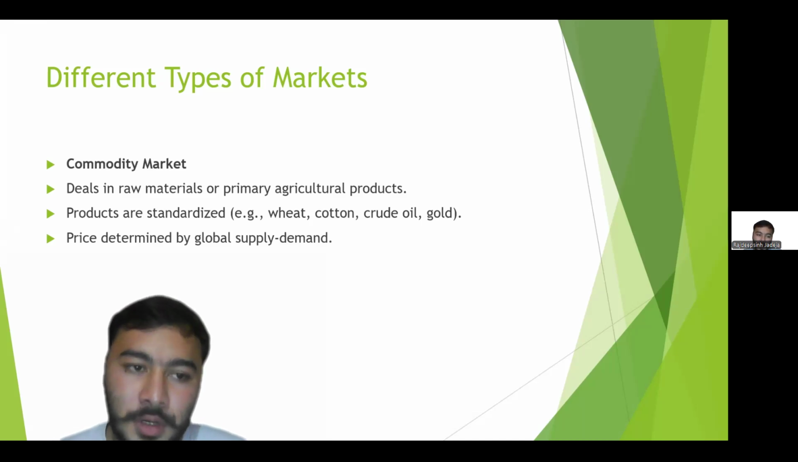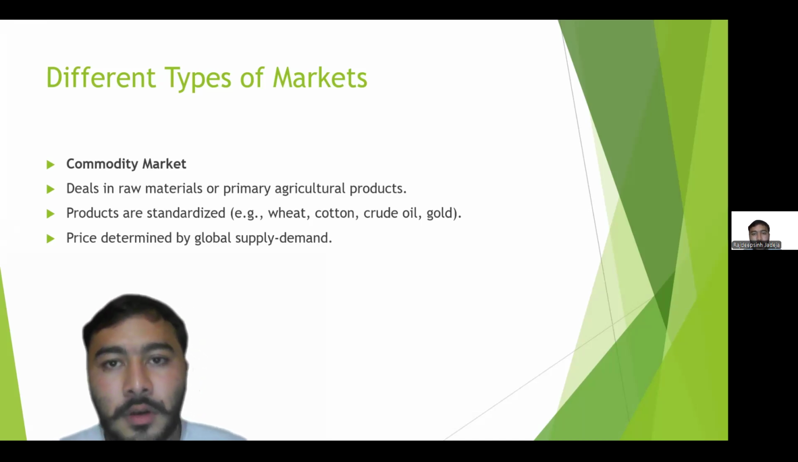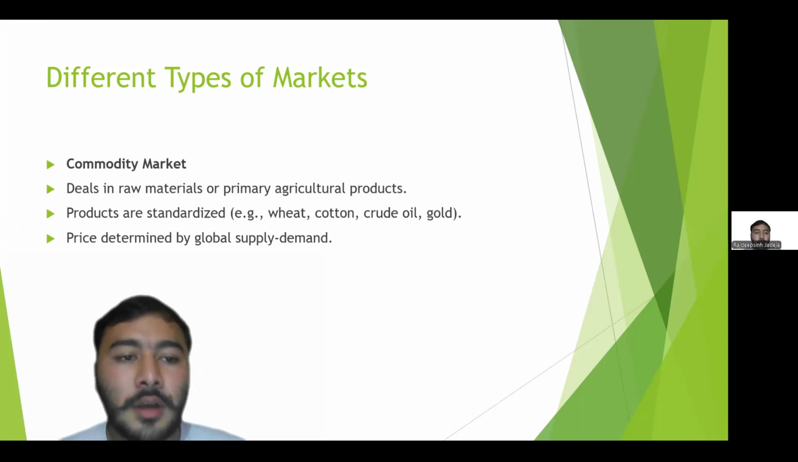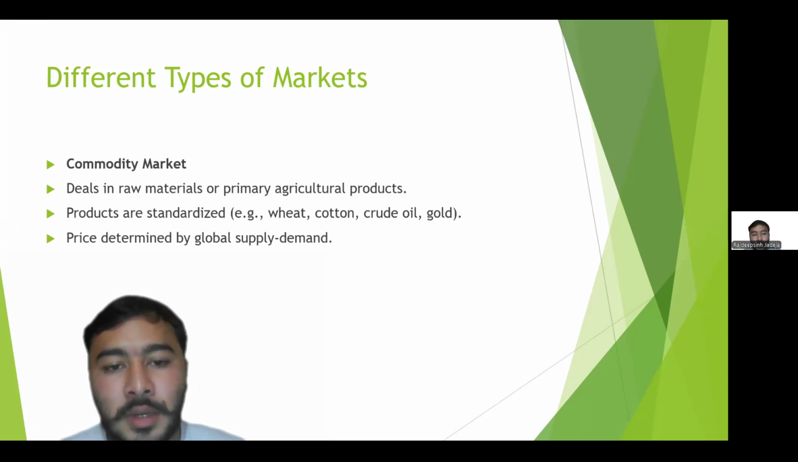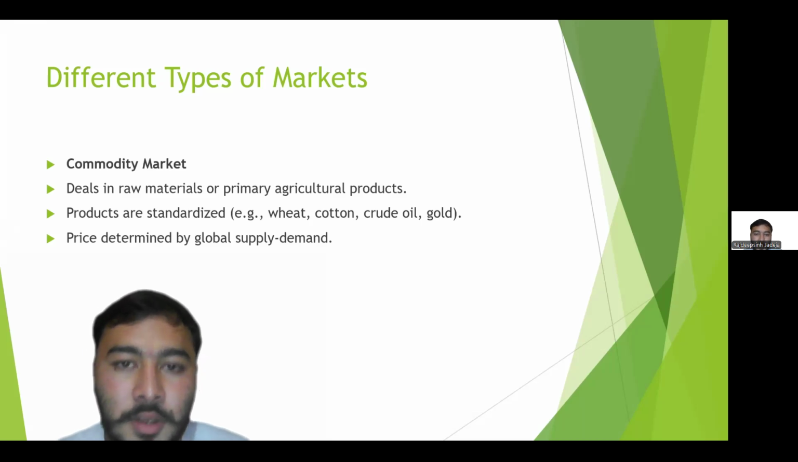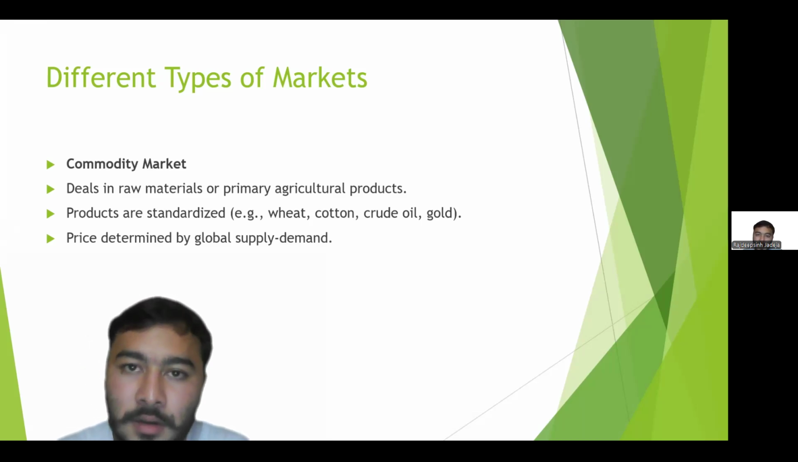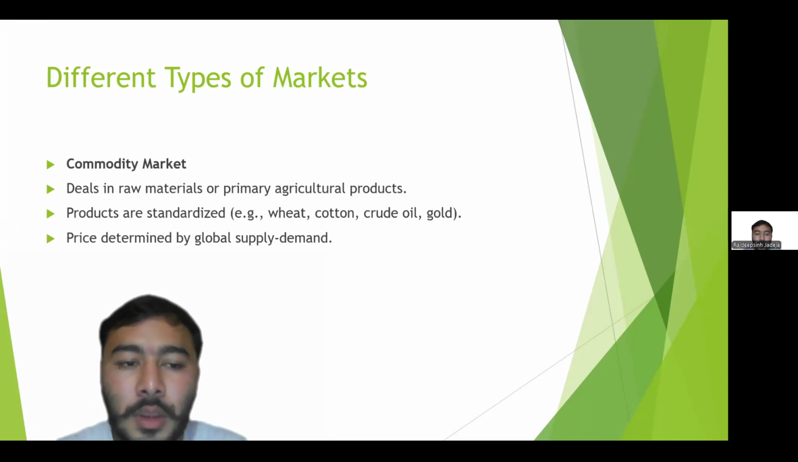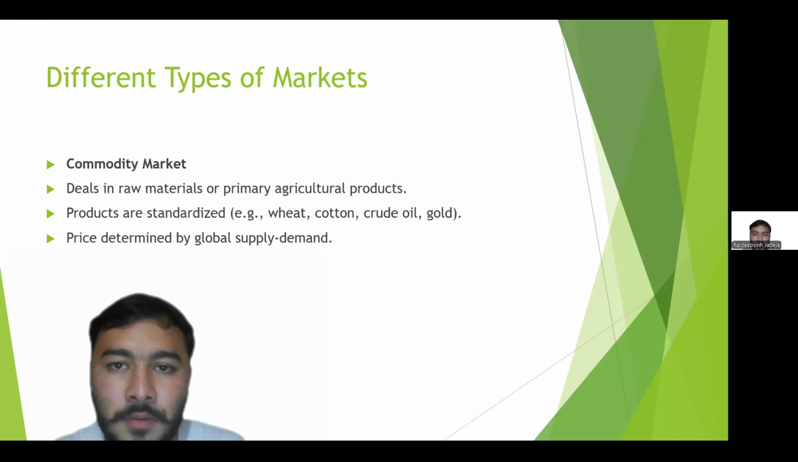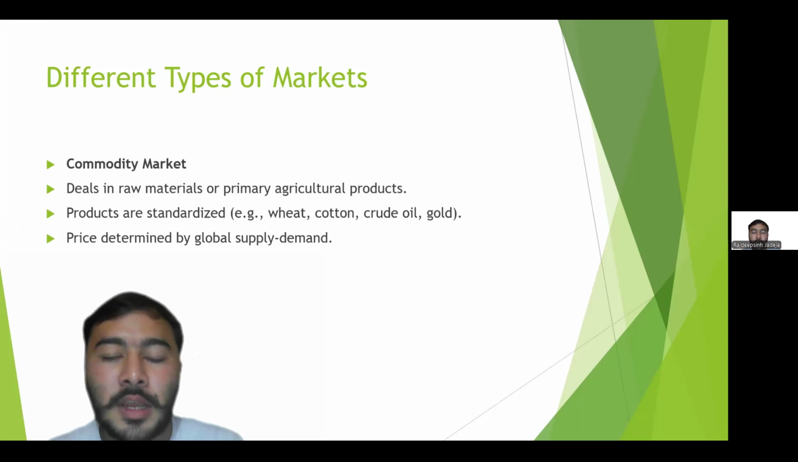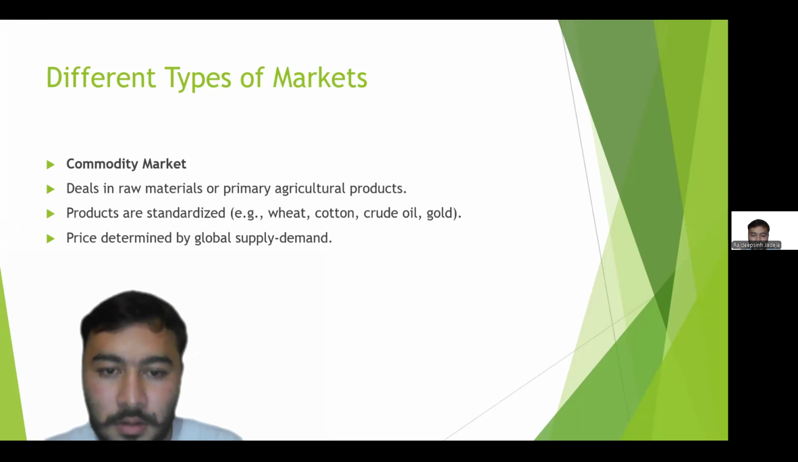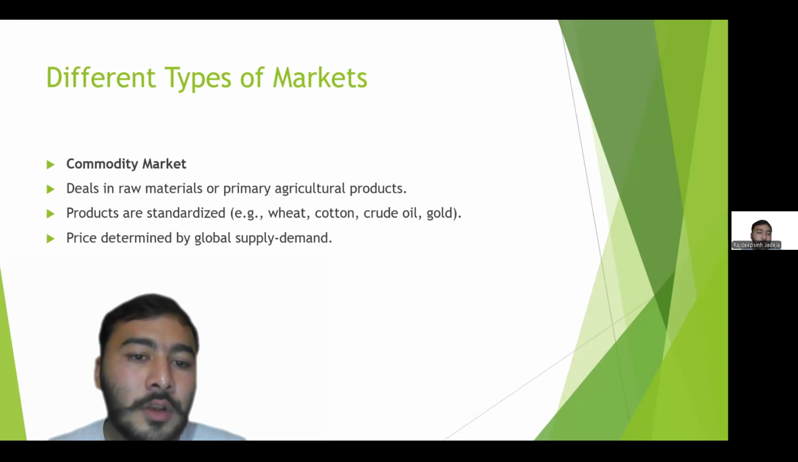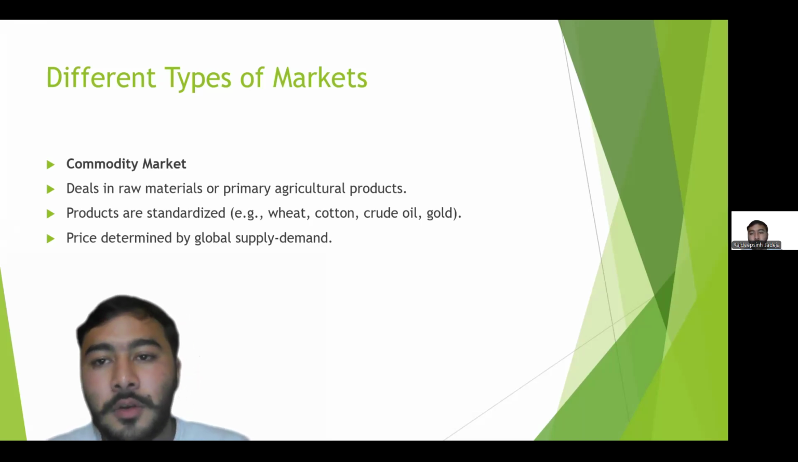So first is commodity markets. Of course, there is a commodity market in the share market as well. But here, commodity markets means deals in raw materials or primary agriculture products. Products are standardized like wheat, cotton, crude oil, and gold, which is similar to the finance commodity market, because in that market also you are trading in these types of commodities, which are related to agriculture. So prices are determined by the global supply chain.